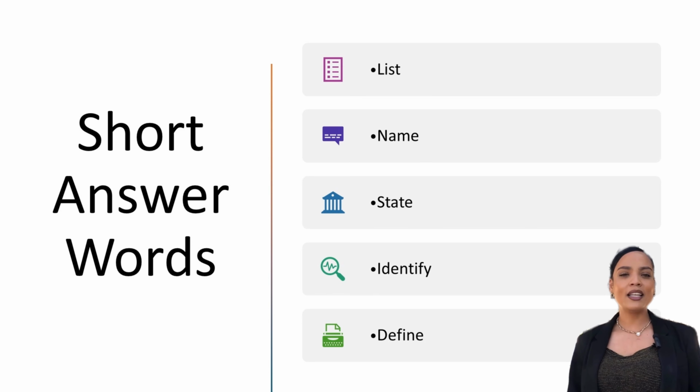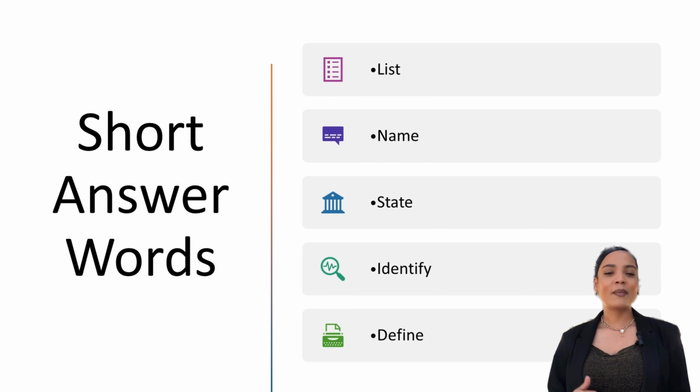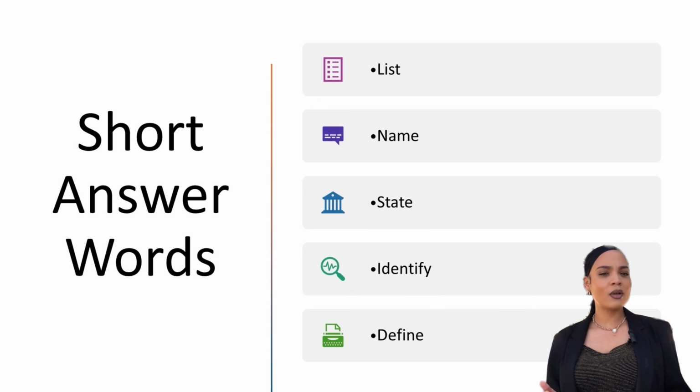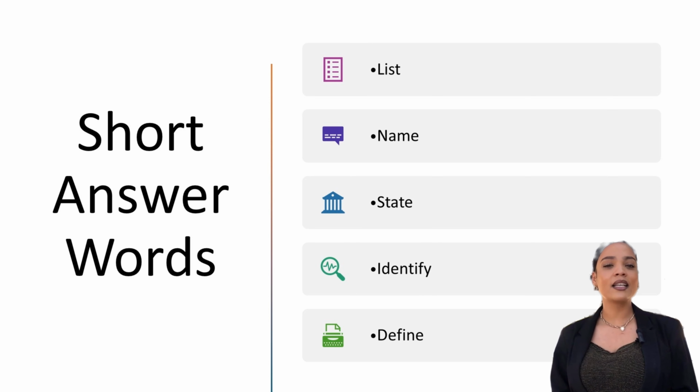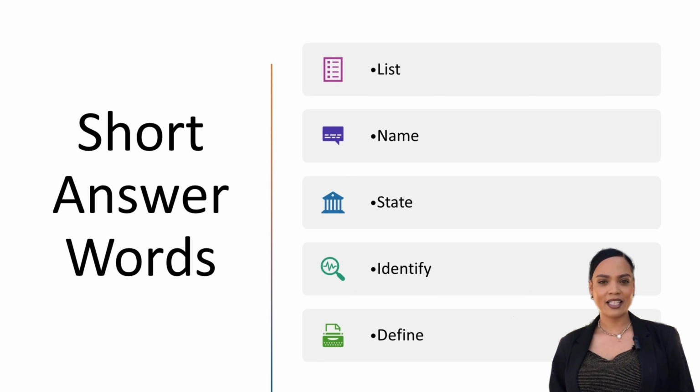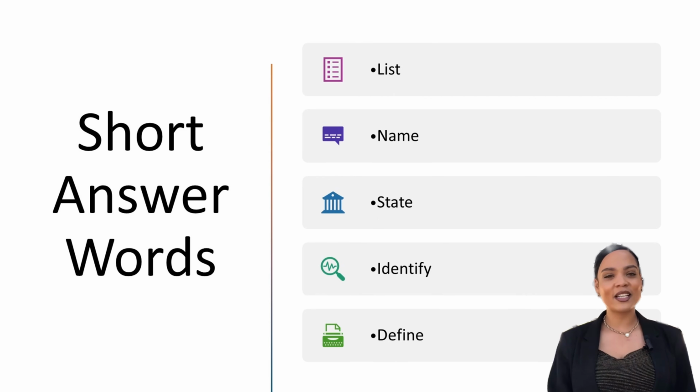Identify. When it says identify, this means point it out. This is what is required from you. Write the correct item. Name. Define. When it says define, this means give the meaning only. This is what is required from you. One or two short sentences, like a simple dictionary meaning.